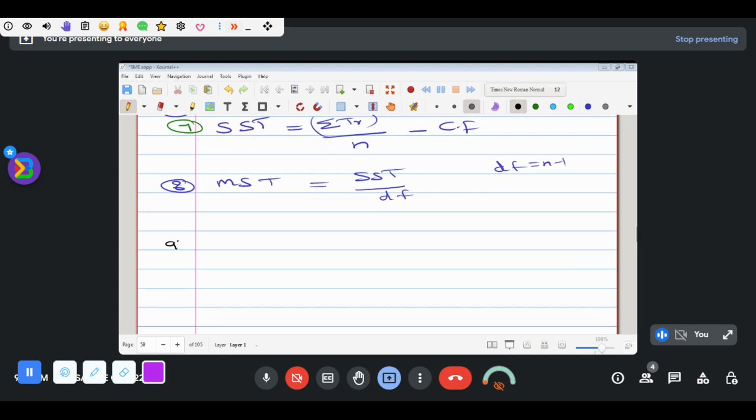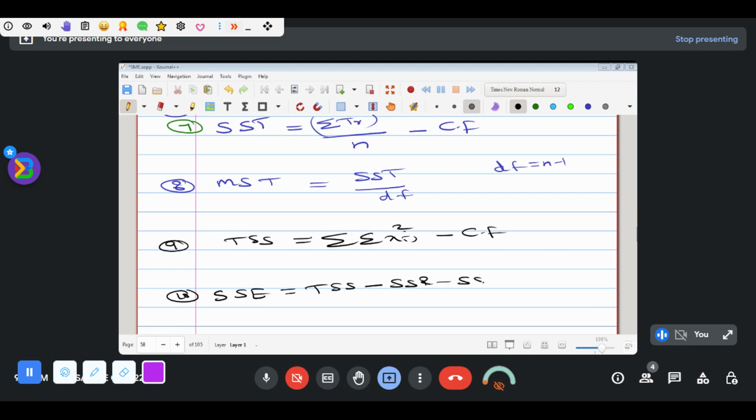Now TSS has the same formula. What is the formula? Sum of each separate square minus corrected factor. The 10th formula is a little bit changed, because here the error term can be written as TSS minus SSR minus SSC in the two-way calculation, and the additional term, minus SST. This is the Latin square formula. Okay, total 3 new formulas, 7, 8 and also 10. Remaining are the same calculations as for two-way.